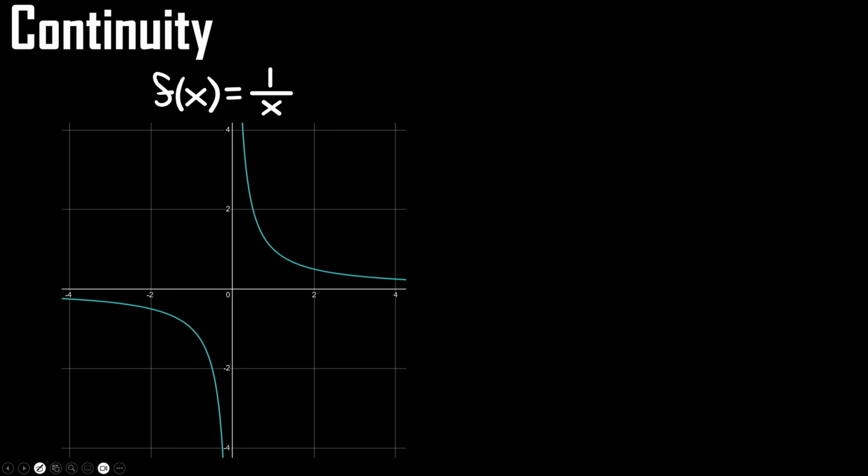Graphs are also a great way to show continuity. Here is a classic example of a function that's not continuous. F of x equals 1 over x has a vertical asymptote at x equals 0, which is right here. This is because you can't divide by 0. X cannot equal 0. As you approach 0 from either side, the values of the function shoot off towards negative and positive infinity. That's a break in the graph. To draw this graph, you'd have to lift your pencil. That's what makes this function discontinuous at x equals 0.